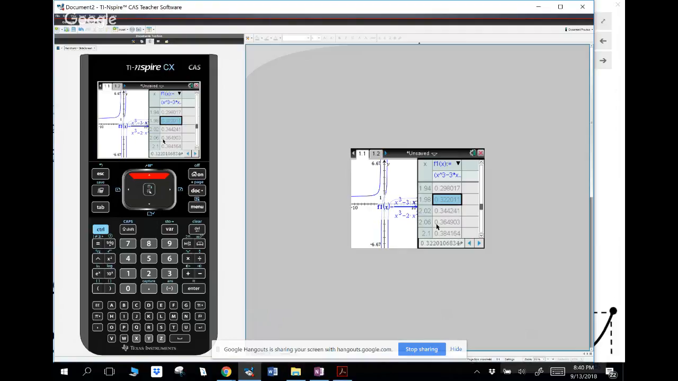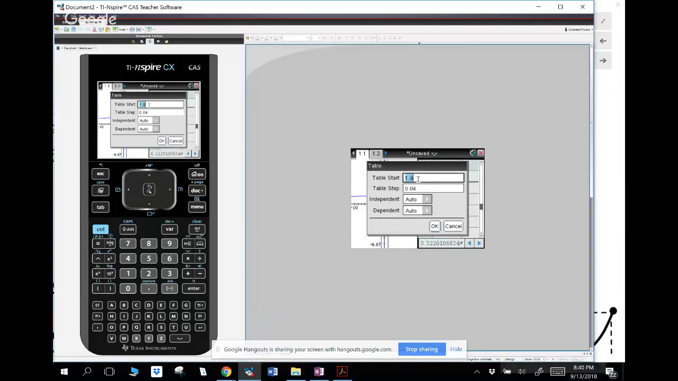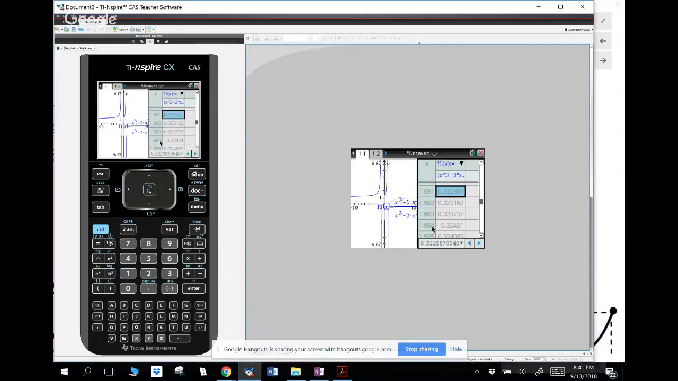All right, so I think I want to get even closer here. So let's start at 1.98 and then go by even smaller values. So I'm going to go menu, table, edit table settings. Okay, we were at 1.98, and we're going to go even smaller values. So 0.01. See what we're doing here. Okay, we're trying to get close to 2. Oh, there's undefined.